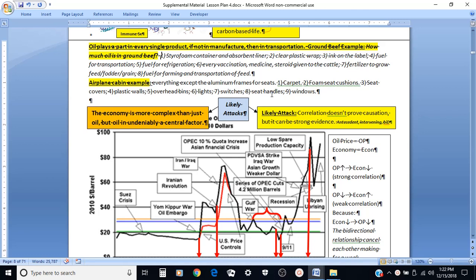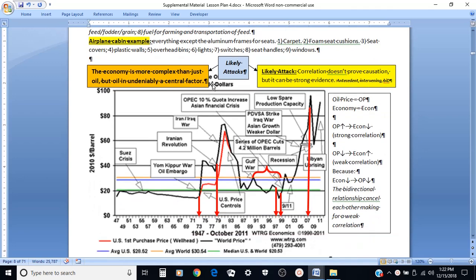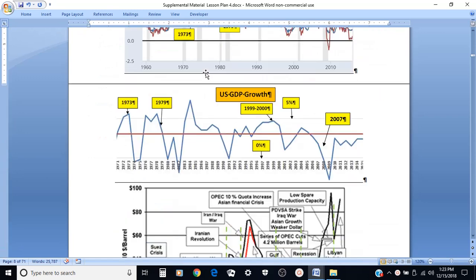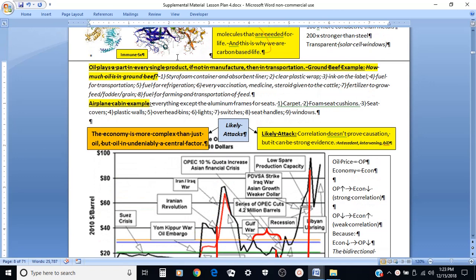Seat handles, right? Windows are made from plastic. The only thing that's not made from plastic are the aluminum frames within the seats themselves. All right, so I want to show you the economic importance, and this is just a graphical representation, right?